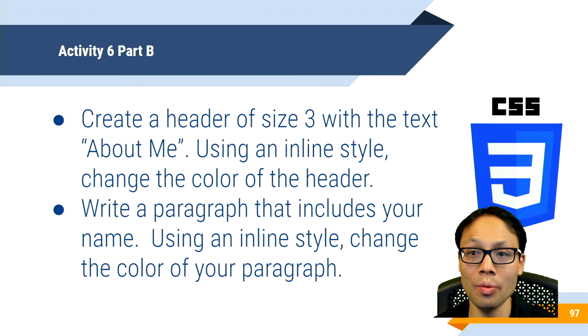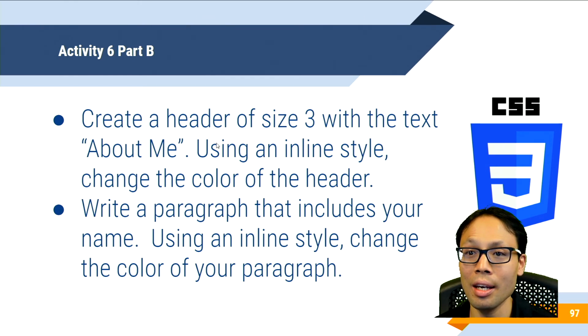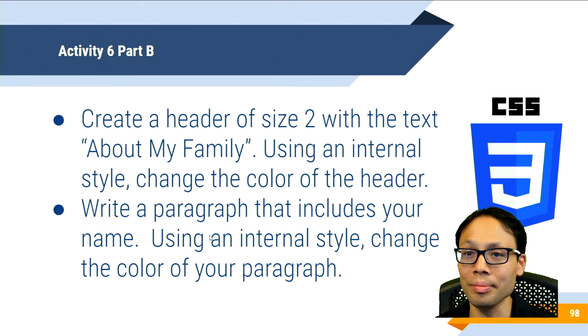Now, some things to do for Activity 6 Part B. Again, I'd like you to practice using some CSS. So create a header of the size 3 with the text about me, and try using an inline style to change the color of the header. Then write a paragraph that includes your name, and using an inline style, change the color of your paragraph. Some other things to do: create a header of size 2 with the text about my family. This time use an internal style and change the color of the header. And then also using an internal style, change the color of your paragraph.